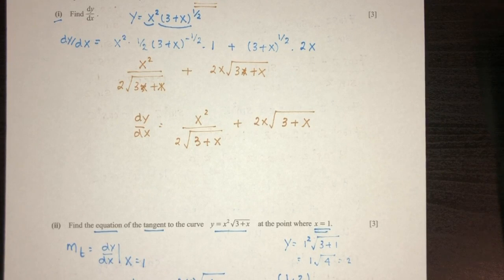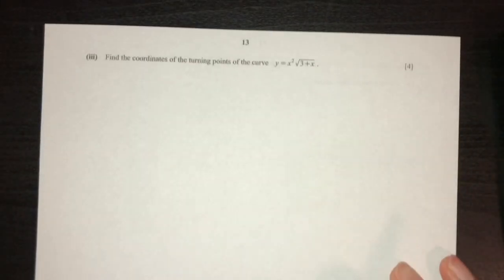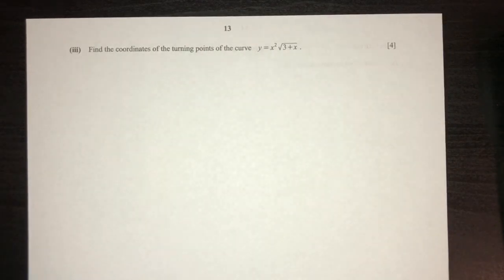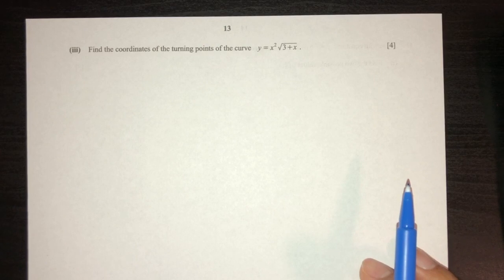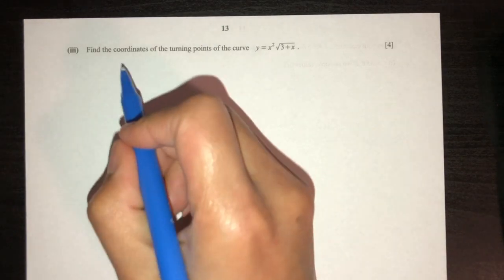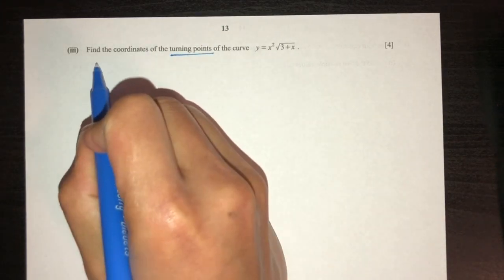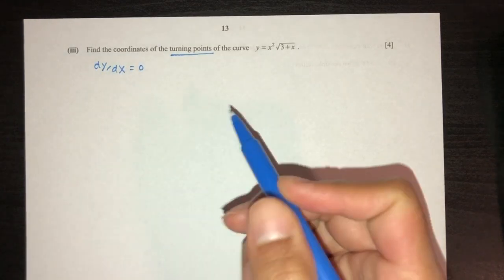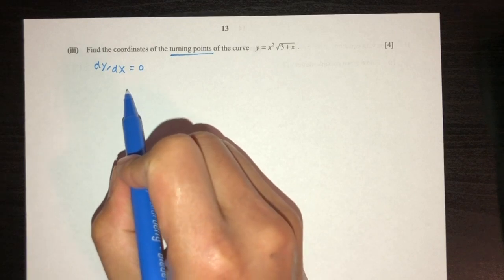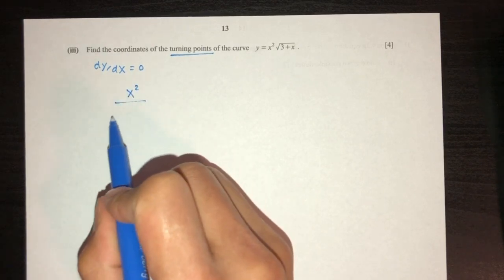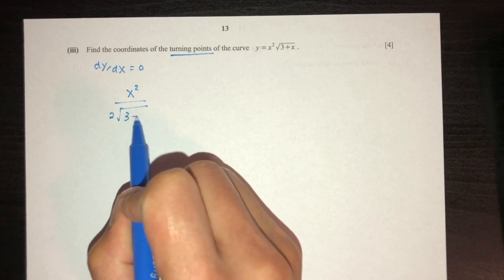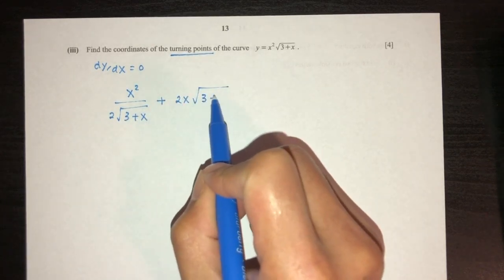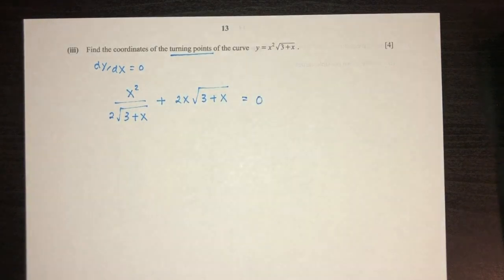Now let's move on to part 3 of the question. So find the coordinates of the turning points of this curve. So you have to know turning points is the same as stationary points. So basically it is asking you for the stationary points. So we know this happens when dy by dx is equal to 0. So right now dy by dx is equal to x squared over 2 root of 3 plus x, plus 2x root of 3 plus x is equal to 0.